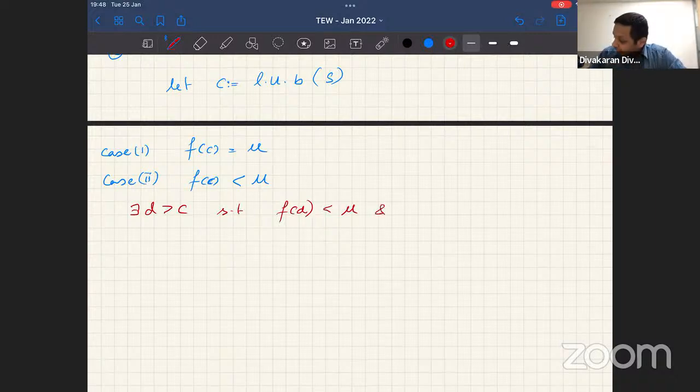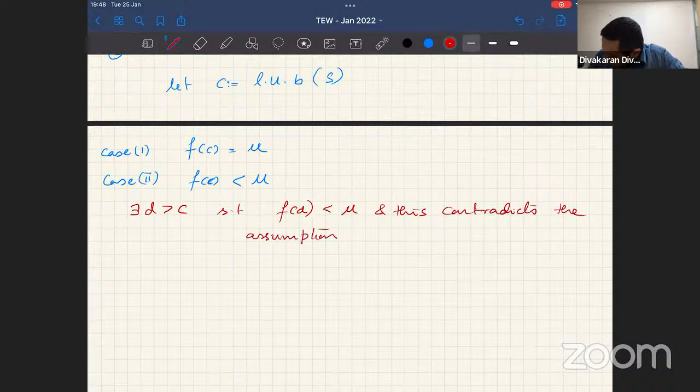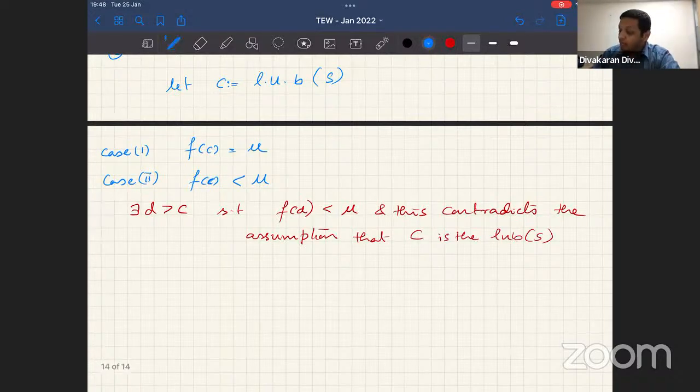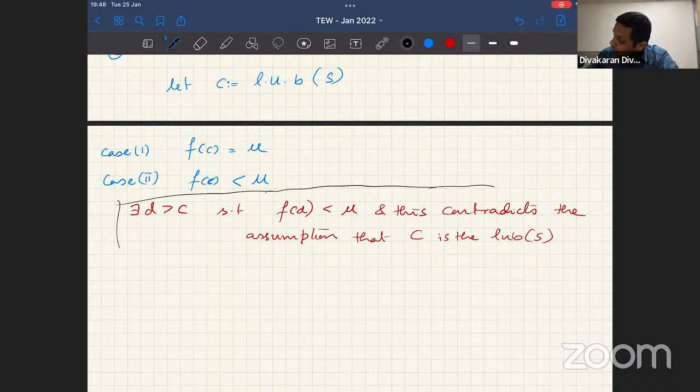And this contradicts the assumption that C is the LUB of S. That's what we want to prove. I have not proved it, but this is what I want to prove. Let's just keep this in mind because we will be proceeding according to that.